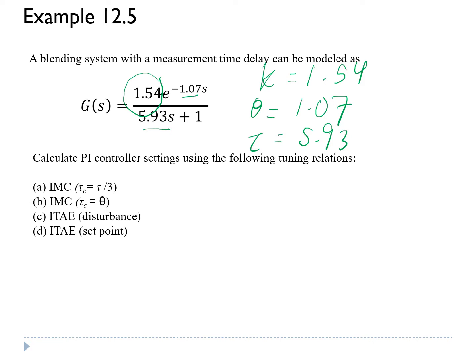IMC with tau C equal to tau over 3. So tau over 3 is 5.93 divided by 3. And using IMC with tau C equal to time delay. So tau C equal to time delay. Time delay is 1.07. And using ITAE for disturbance change and ITAE using set point change.